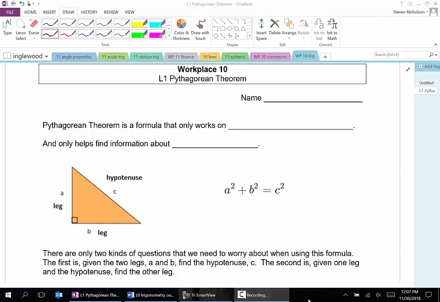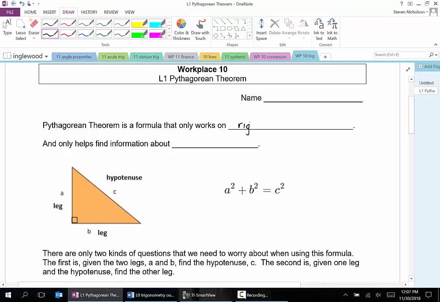Lesson 1 in the trigonometry unit is a review of Pythagorean theorem. The trigonometry that we're going to do in grade 10 is all right angle trigonometry, and Pythagorean theorem is a formula that helps you solve right angle triangle problems.